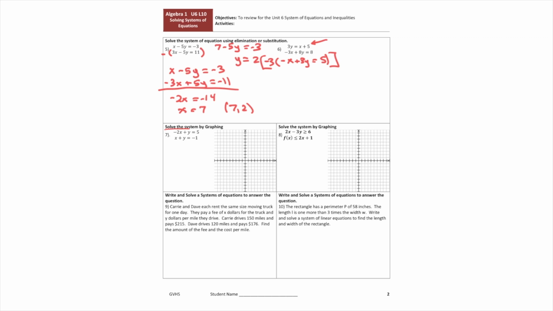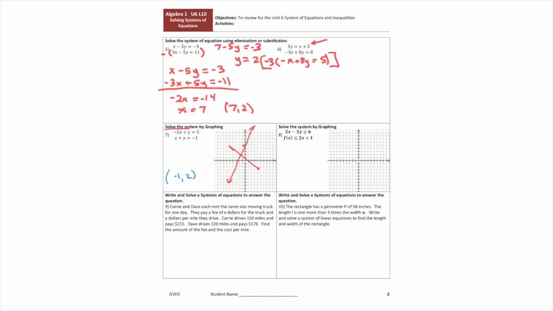Solve by graphing. When x is 0, y is 5. When y is 0, x is -2.5. Draw your line. So use the intercepts. When x is 0, y is 1. When y is 0, x is 1. And now we're going to figure out where these cross. It looks like our solution should be -1, 2. Let's look at question number 8.